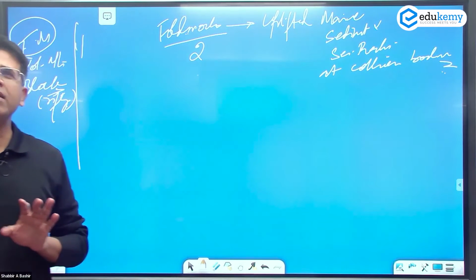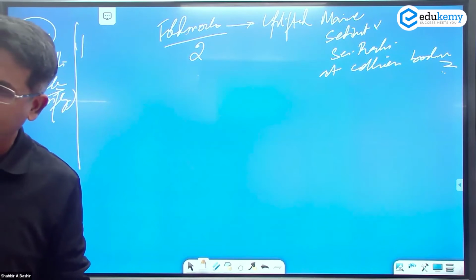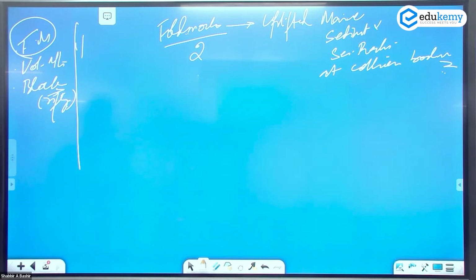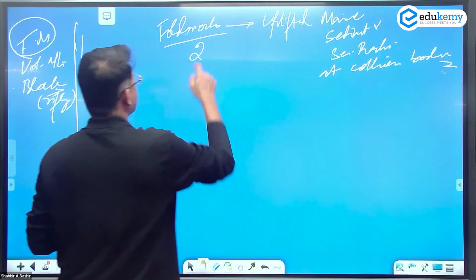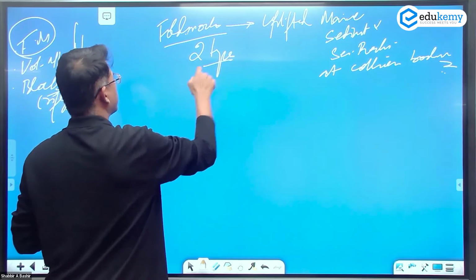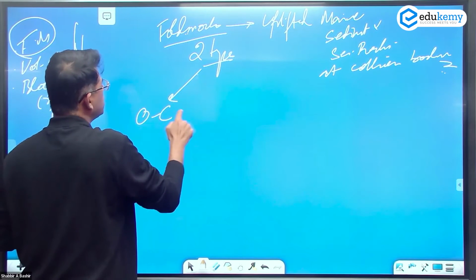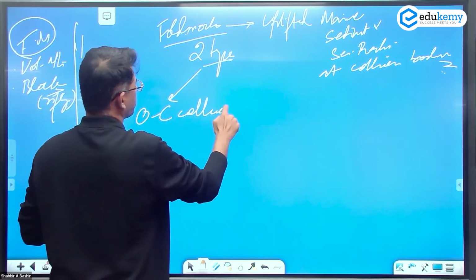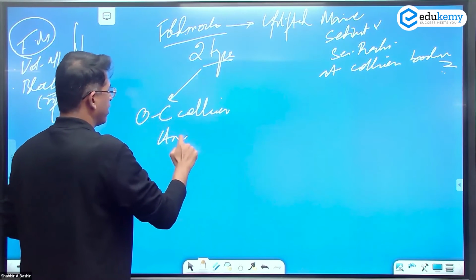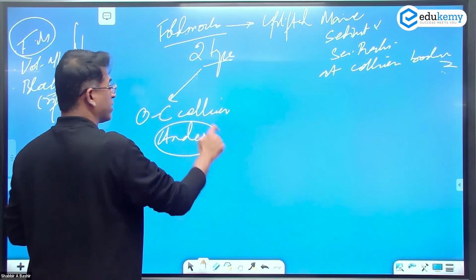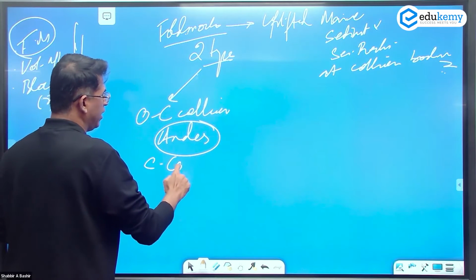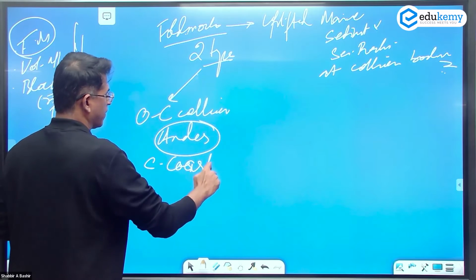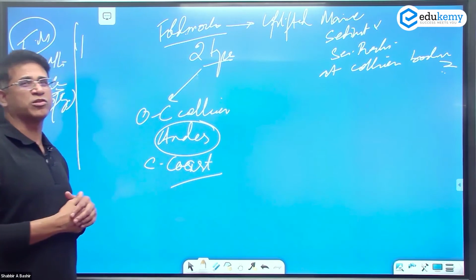Fold mountains are uplifted sediments. They're uplifted sedimentary rocks of marine origin at the collision boundaries. And they are of two types. We have the OC collision, where we will have Andes type of mountains. And these mountains are along the continental coast. They are the margins of the oceans.